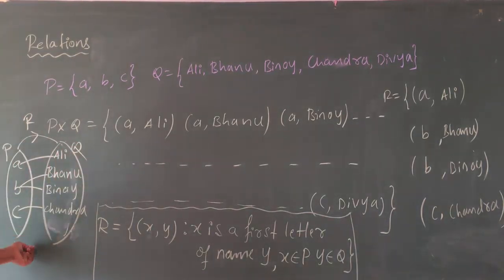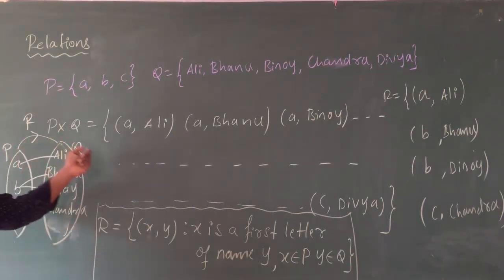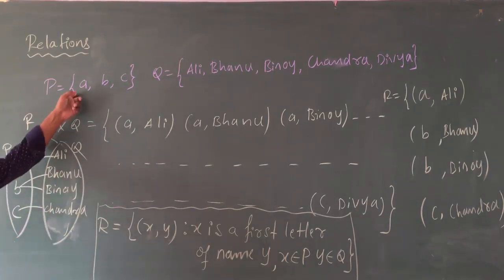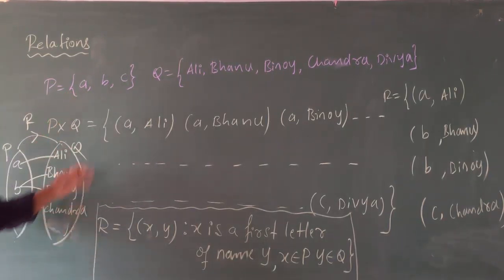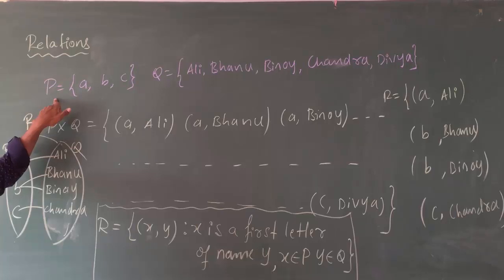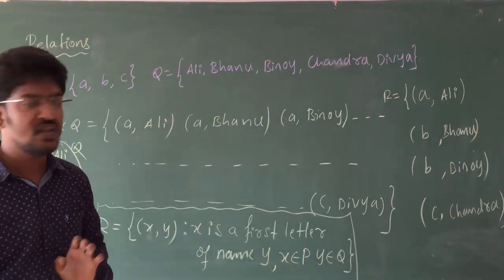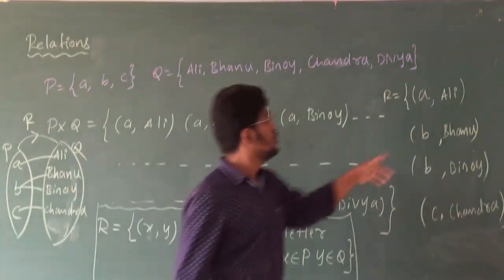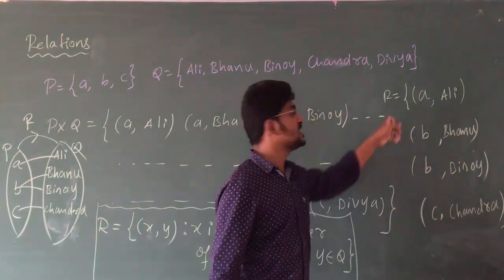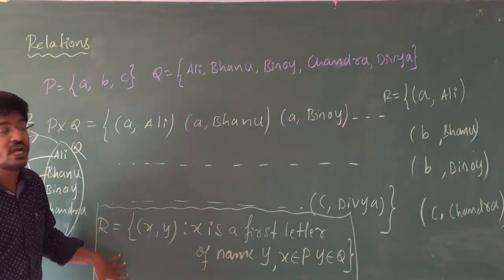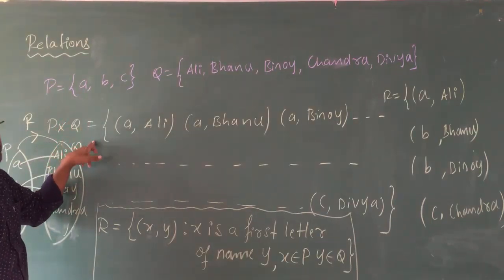This is called mapping, mapping from the set P to Q. A goes to Ali, B goes to Bhanu and Binoy, C goes to Chandra. We can't write D because D is not present in P. Divya is present in Q, but D is not present in P, so we can't map D to Divya. Clear? So you are going to get only 4 ordered pairs in the set R, and this R is a subset of P cross Q.